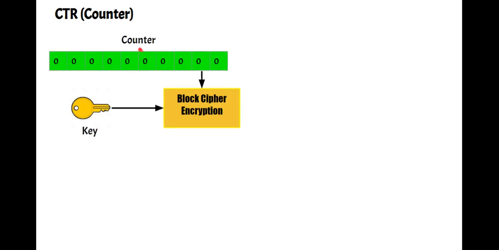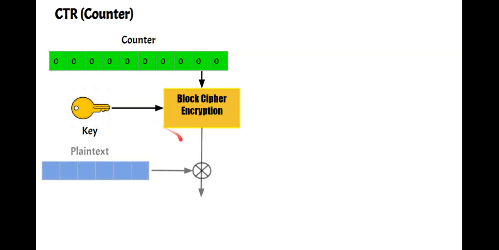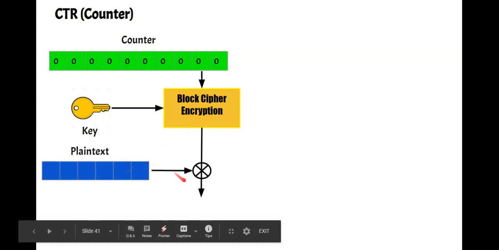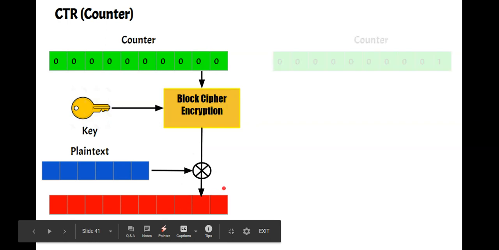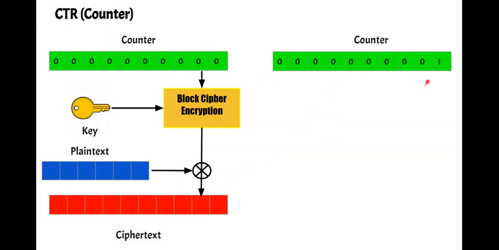For example, we start off with a counter, which starts off with 0 or any preferred number really. And this is encrypted with the block cipher encryption with the symmetric key. And the plaintext is XORed with this result, thus producing the ciphertext. Now for the next plaintext block, we'll use the same counter but add 1 to it.